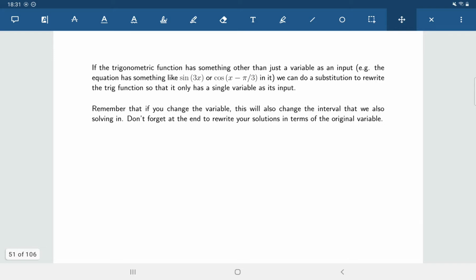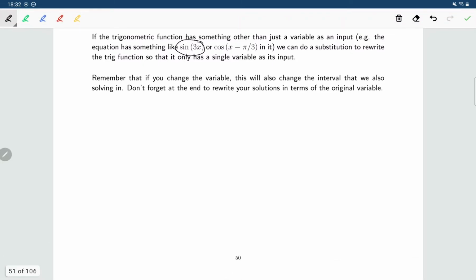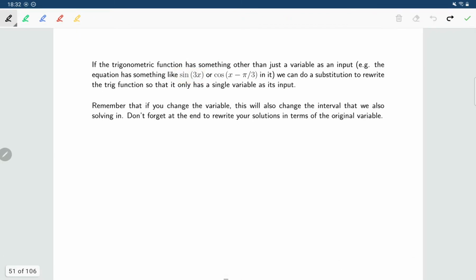Just like how we did when we were solving inverse trig equations, we might have to do a substitution. So if you had something like a sine of 3x, then maybe you might want to substitute, letting u be equal to 3x. Very much the same way that we solved those inverse trig equations. But the other thing that we'll need to remember is that we're going to need to go back and find our solutions in terms of the original variable. So if we did a substitution, letting u be 3x, and we solved for u, then we're going to need to go back and solve for what is x.